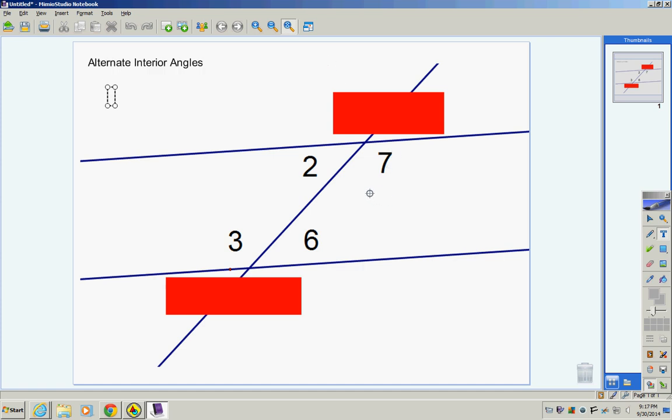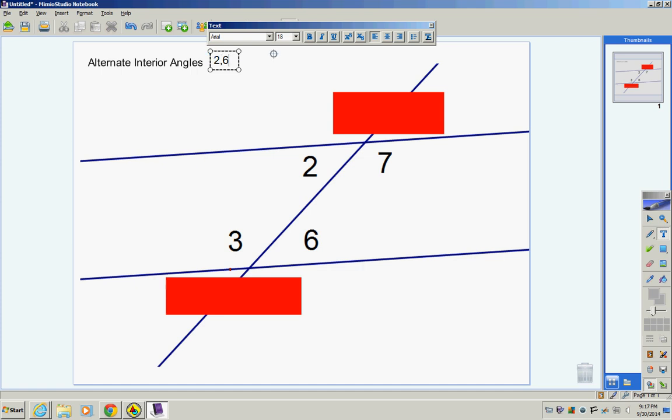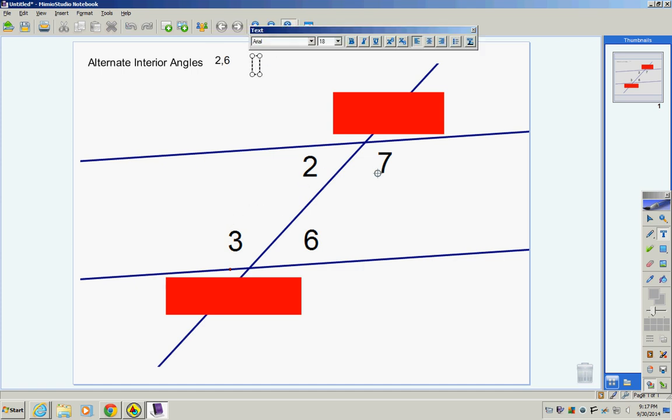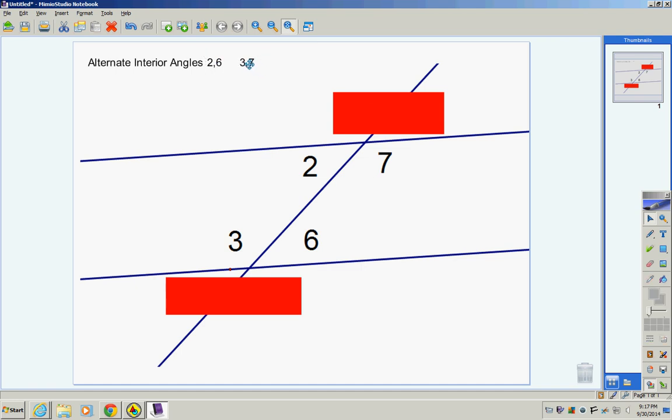Okay, so look at the angles that are inside. There are 4 angles, right? 2, 7, 3, and 6. Now the angles that are alternate interior are the angles that are in alternate spots. So they're not next to each other. They're in alternate spots. So alternate interior angles would be 2 and 6 and 3 and 7. So 2 pairs of alternate interior angles. 2 and 6, 3 and 7.